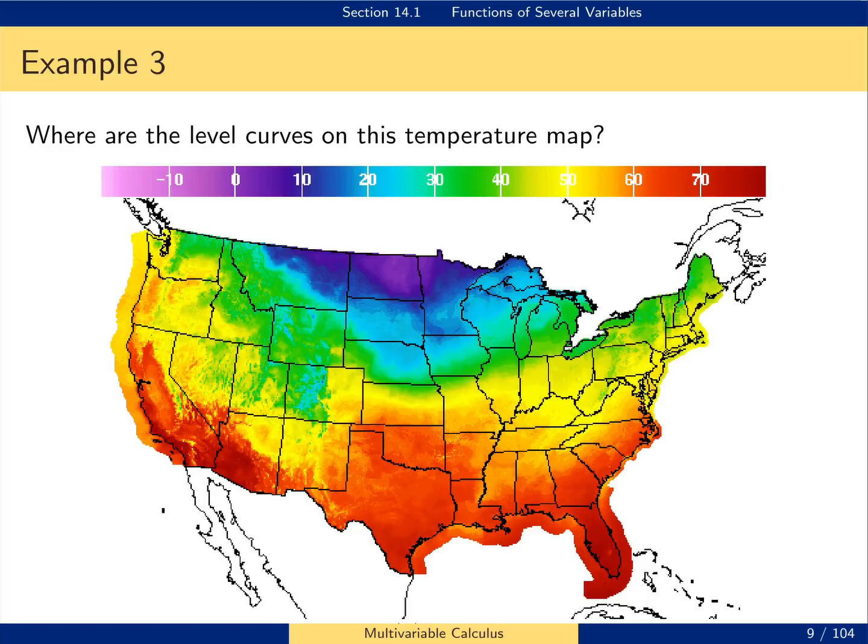In this example, we'll try to draw some of the level curves on this temperature graph. The key realization is that a level, say 25 degrees, corresponds to a certain color or a transition between colors. 25 degrees occurs at the transition between light blue and green. To draw the level curve, we'll just trace along that transition on the graph itself. It looks something like this.